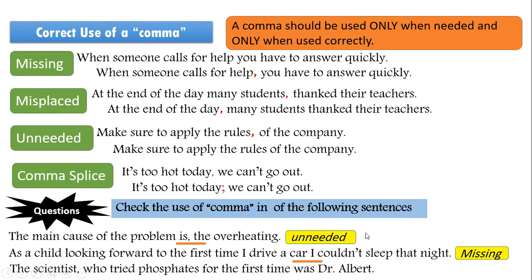"The scientists, comma, who tried phosphates for the first time was Dr. Albert." Is this correct as it is, or is it missing, or unneeded, or misplaced, or what? This comma here. Yes, it's unneeded. Misplaced? No. We don't need it at all. The sentence should read: "The scientist who tried phosphates for the first time was Dr. Albert." Or, as Joe said last time, you can add another comma here to make this whole part non-essential, surrounded by two commas.